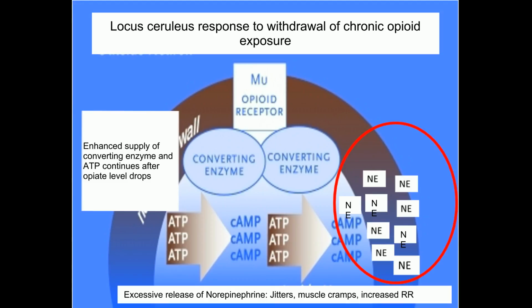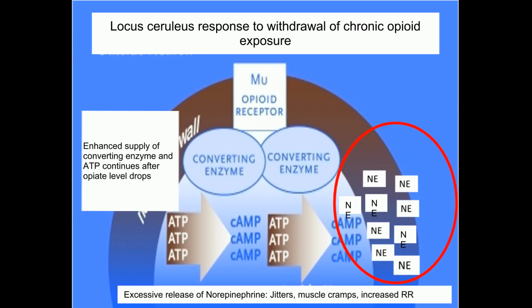Thanks, Rob. The locus ceruleus, LC, is an area of the brain that is critically involved in the production of opioid dependence and withdrawal. The diagram you see here shows how opioid drugs affect processes in the LC that control the release of noradrenaline, or NA, a brain chemical that stimulates wakefulness, muscle tone, and respiration, among other functions.